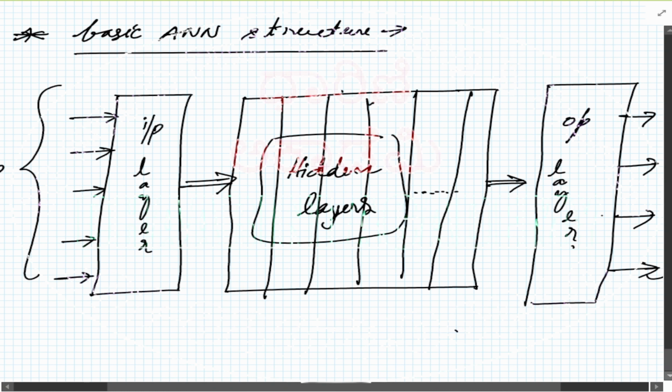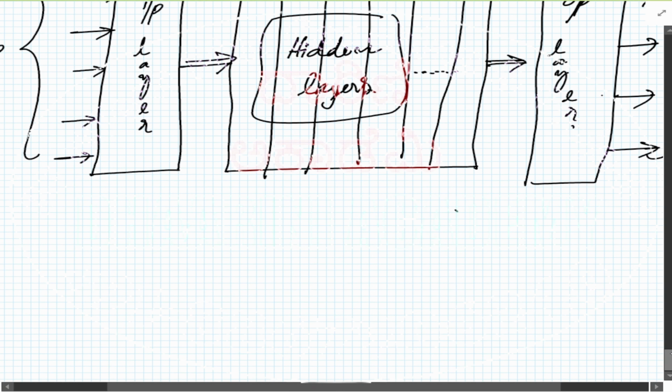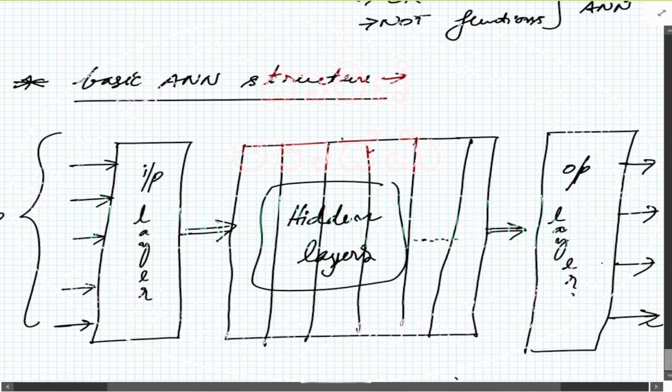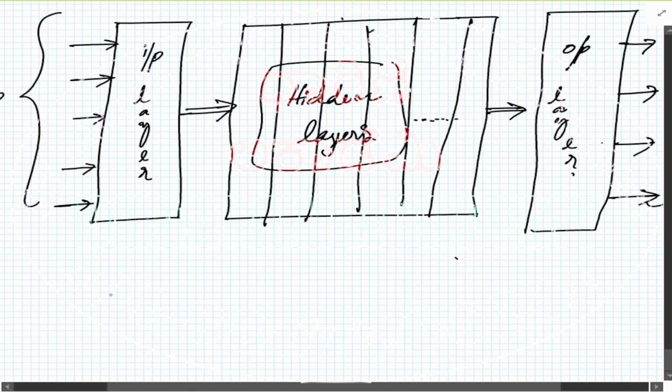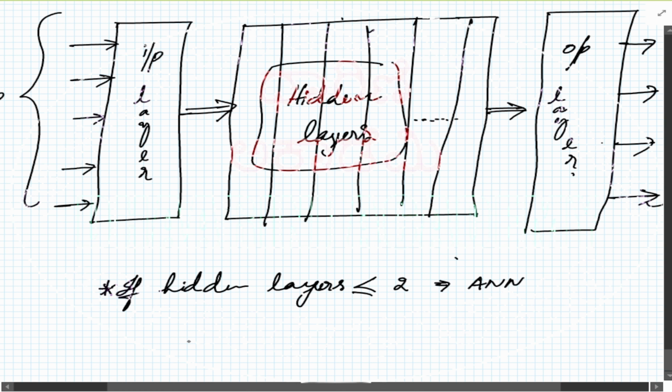Now, after this, let's come to the difference between them. We already mentioned that this is a neural network and the deep learning concepts are derived from the neural network. So I need to differentiate what is a simple neural network and what is a deep neural network. If the number of hidden layers is less than or equal to 2, the resulting architecture is simply an ANN.